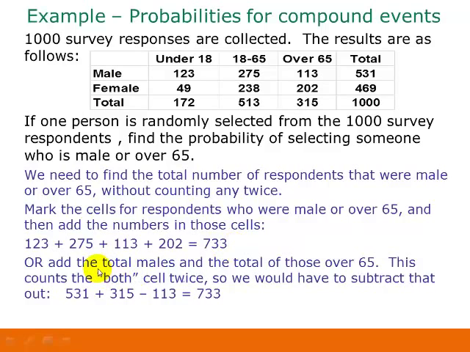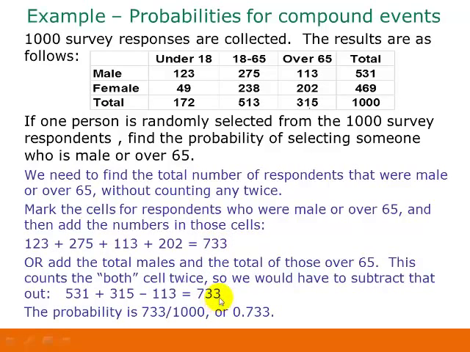The other way we can do this is to add the total of the male row, the 531, to the total of the over 65 column, which is the 315. Now when we did that, we actually counted the ones in the intersection of that row and column twice. So these 113 people here got counted twice. So we have to subtract that 113 out so that it only gets counted once. If we add those two totals together and then subtract the 113, we also get 733, which matches what we got doing it the other way.